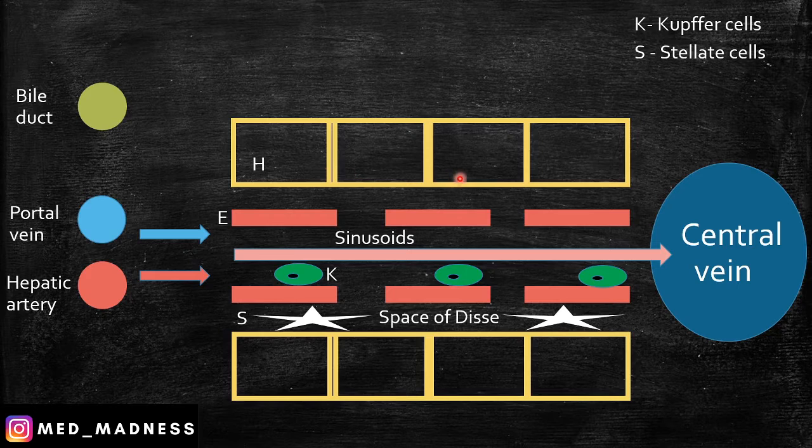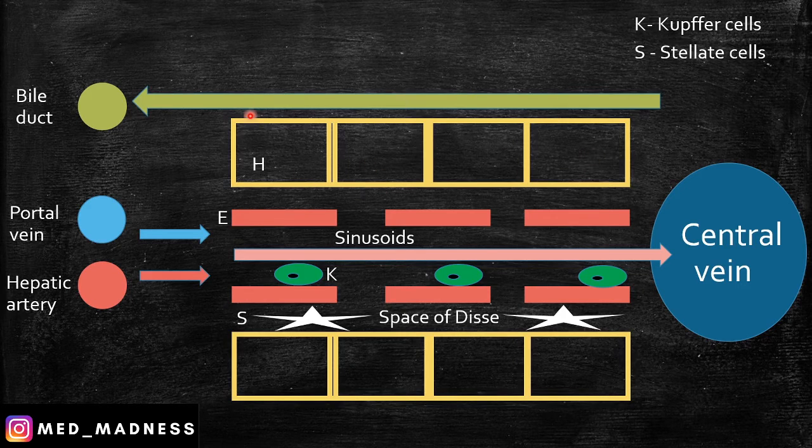Okay, the last point. One of the main functions of the hepatocyte is to secrete bile. So the bile secreted from the hepatocyte flows in this way, in the opposite direction to that of blood flow. So in this picture, the bile flows from right to left into the bile duct. I will show you the histology picture.